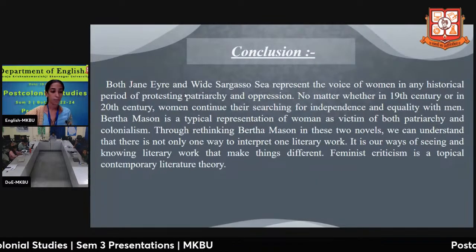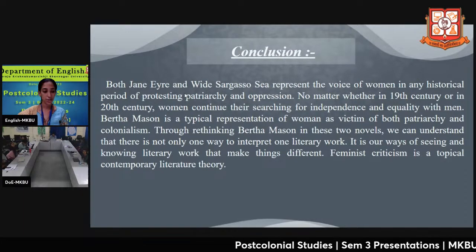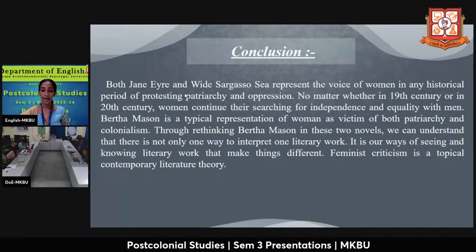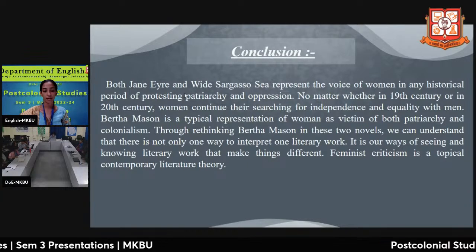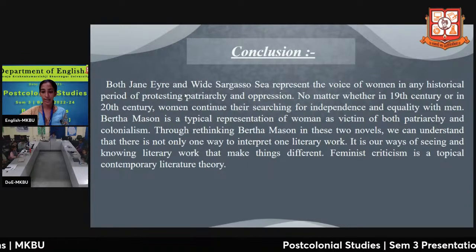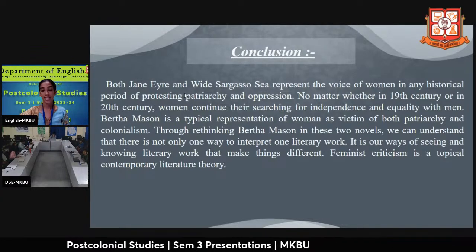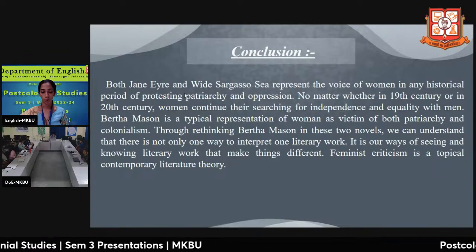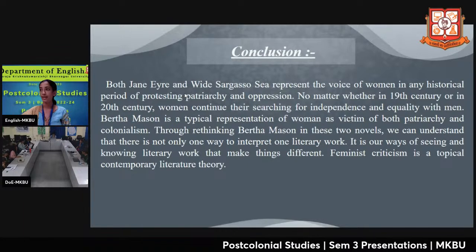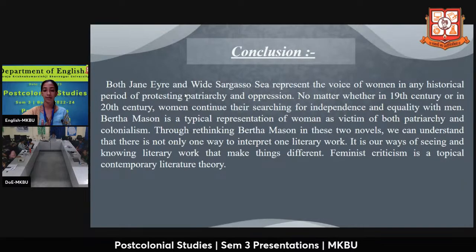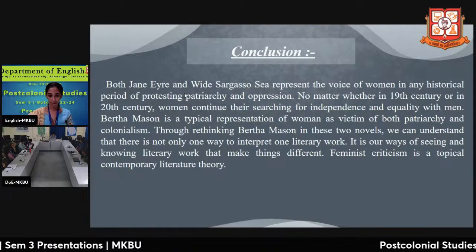Concluding the presentation, both Jane Eyre and Wide Sargasso Sea represent the voice of women in any historical period protesting patriarchy and oppression. No matter whether in the 19th century or the 20th century, women continued their search for independence and equality with men. Bertha Mason is a typical representation of women as victims of both patriarchy as well as colonialism. Through rethinking Bertha Mason in these two novels, we can understand that there is not only one way to interpret a literary work. It is our ways of seeing and knowing literary work that make things different.